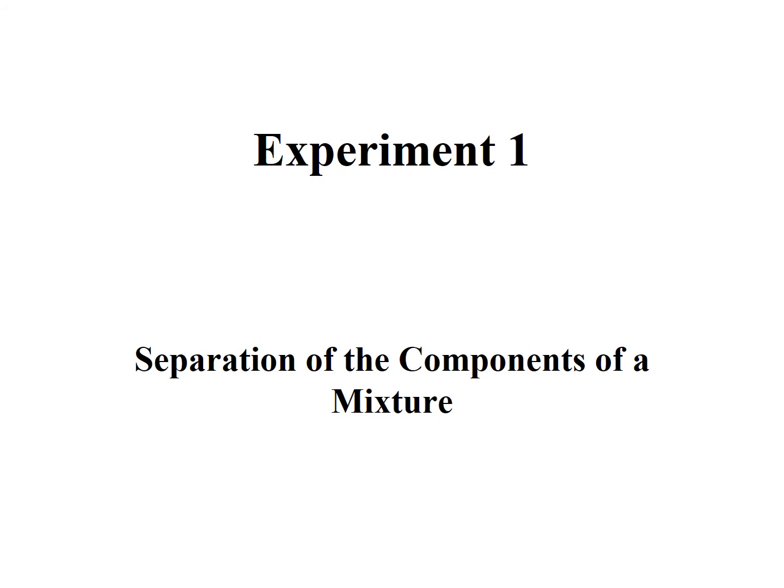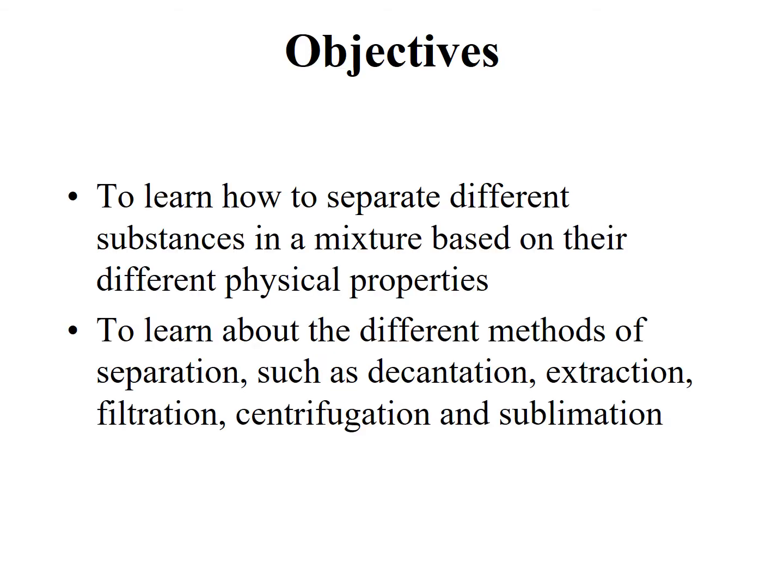For our first experiment, we're going to do separation of the components of a given mixture. The objectives of this experiment are, first, to learn how to separate different substances in the mixtures based on their different physical properties. In addition to that, you should also learn about the different methods of separation such as decantation, extraction, filtration, centrifugation, and sublimation.